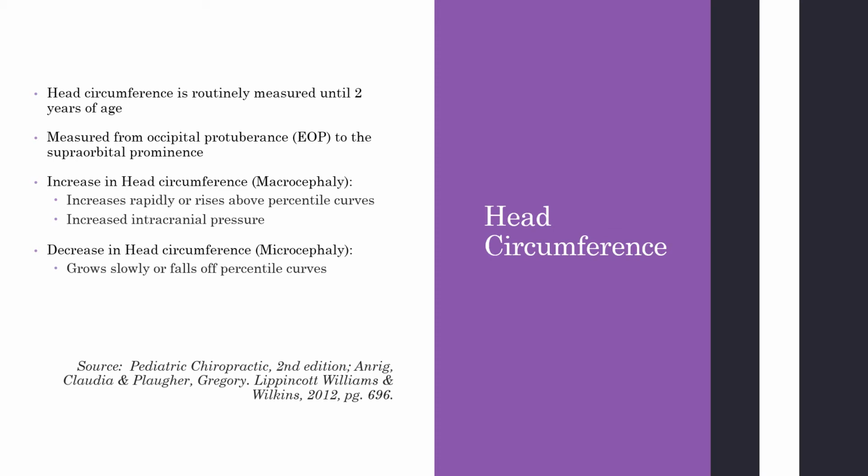A decrease in head circumference, maybe if it's just slow growth or it just falls off those growth charts, we might be dealing with a microcephaly. Often in these cases, that is a congenital chromosomal disorder. But it could also come from any kind of trauma, infection, or substance abuse from mom during pregnancy. So there could be a lot of reasons why that happens. Again, it's a really important vital to make sure that we're checking on our kiddos.